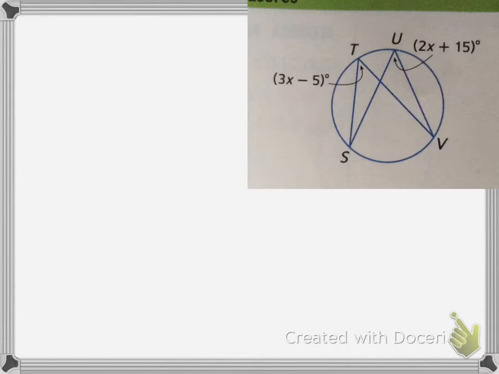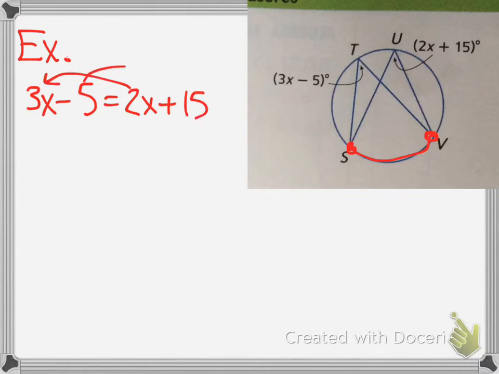Alright, I got angle T and I got angle U. T is 3x minus 5. U is 2x plus 15. So, what do I want? I know the intercepted arc of SB, because they both have those endpoints right there in this arc, and that means those two angles are equal. So I can say 3x minus 5 is equal to 2x plus 15. Move the 2x over to the left.